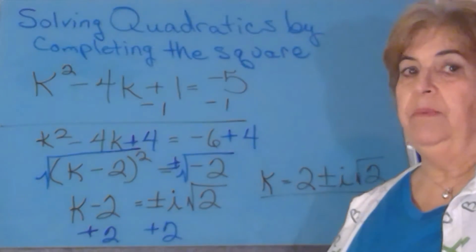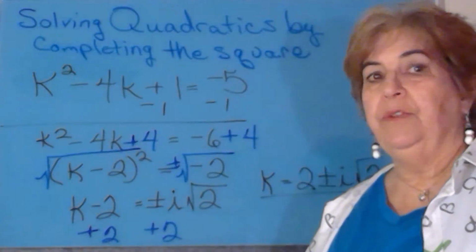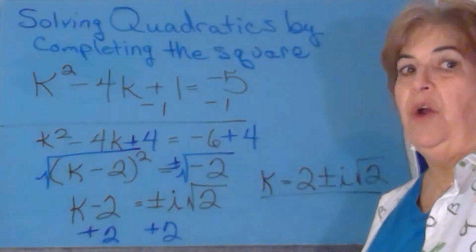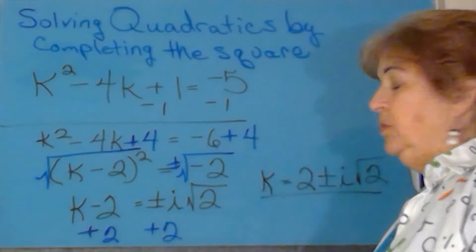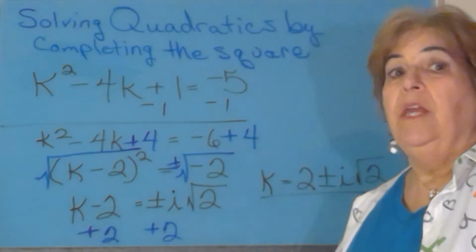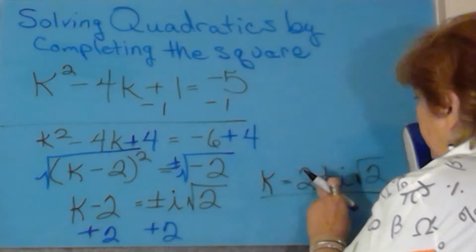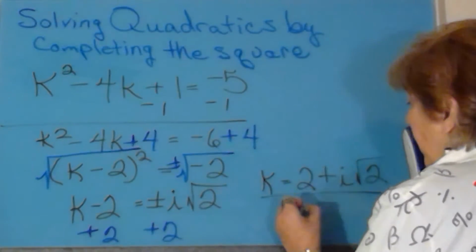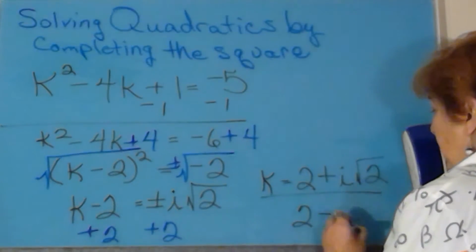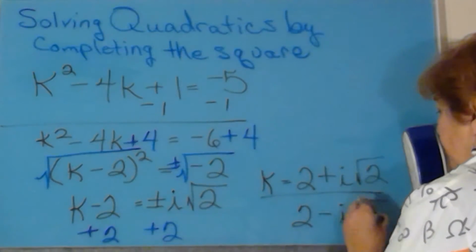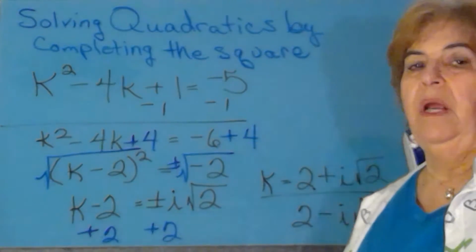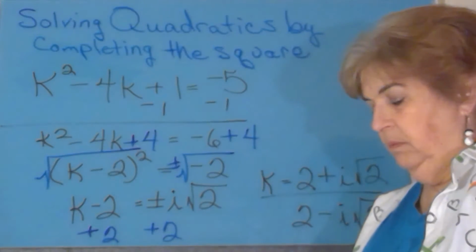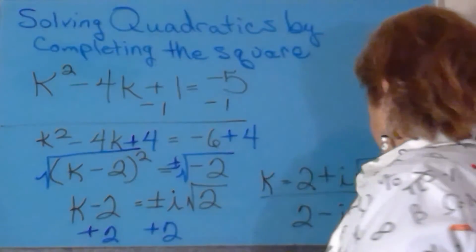It is possible, I'm not sure about your instructors, they might want you to write this out so that you show that it is 2 separate solutions. To do that, it would simply be 2 plus i square root of 2 and 2 minus i square root of 2. And that would be something that your instructor would tell you if that's how they want you to write it.